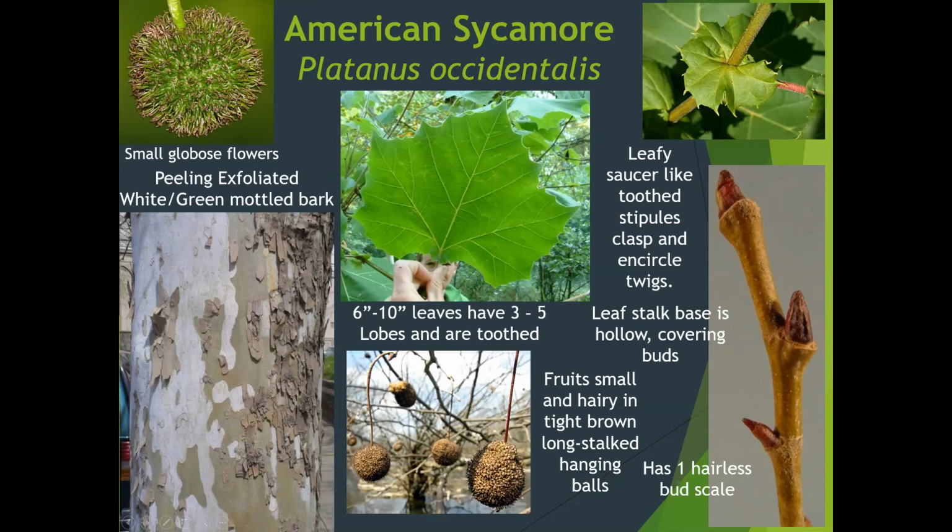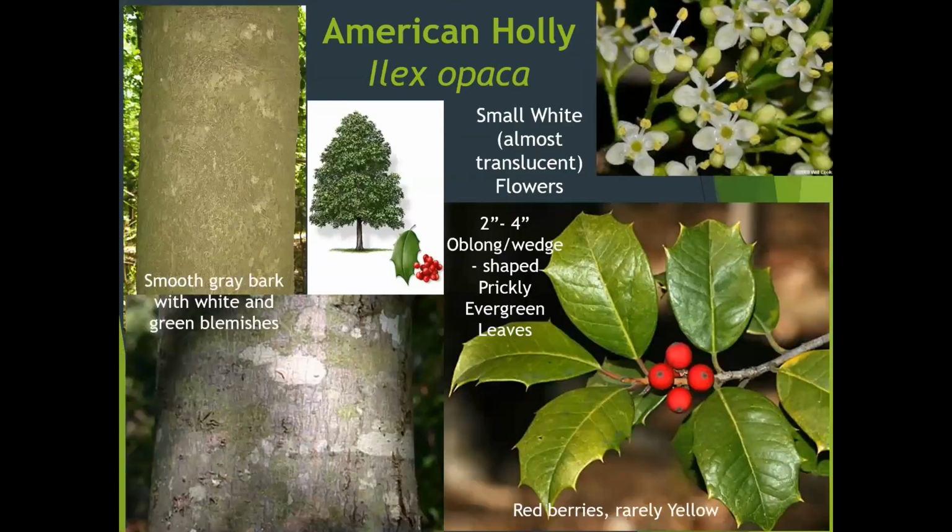The bark, like I was saying before, is the peeling, exfoliated bark that has more of a bone white color to it, and then it has mottled green and brown colors that come out from underneath those flaking-off brown scales. There's a similar tree out there called the London plane tree that has similar markings, but it has a lot more yellows in it rather than white.